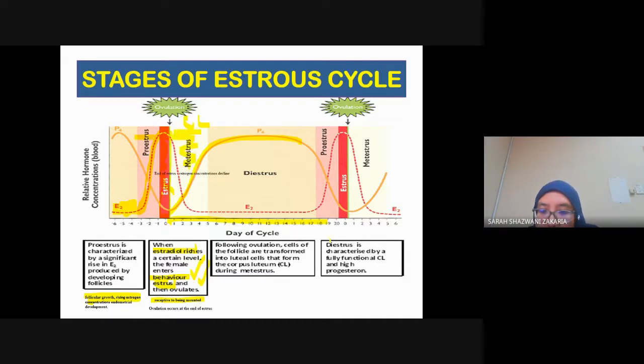Metestrus. Okay. And then at the peak of concentration of progesterone, that is diestrus, characterized by a fully functioning corpus luteum and high progesterone. The most obvious, I think, is the high progesterone concentration level that characterizes the diestrus stage here. Okay. And then if no successful fertilized egg occurs, it will keep declining.